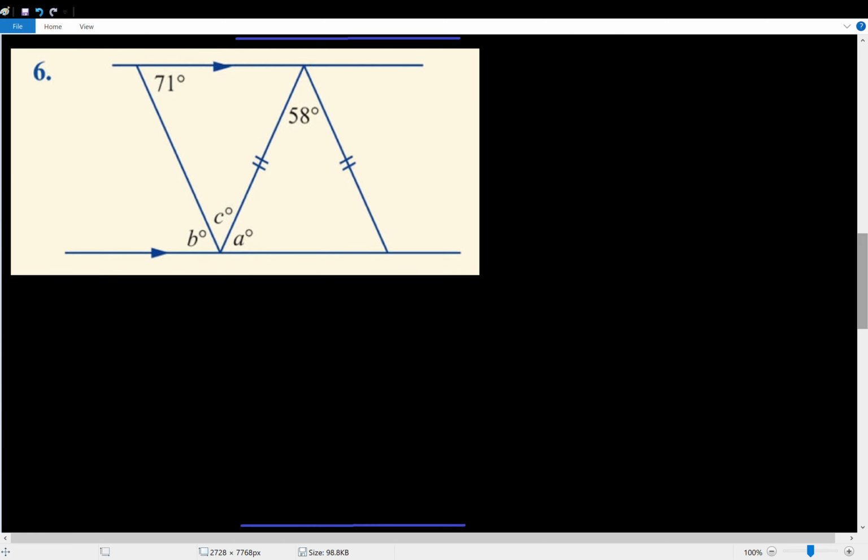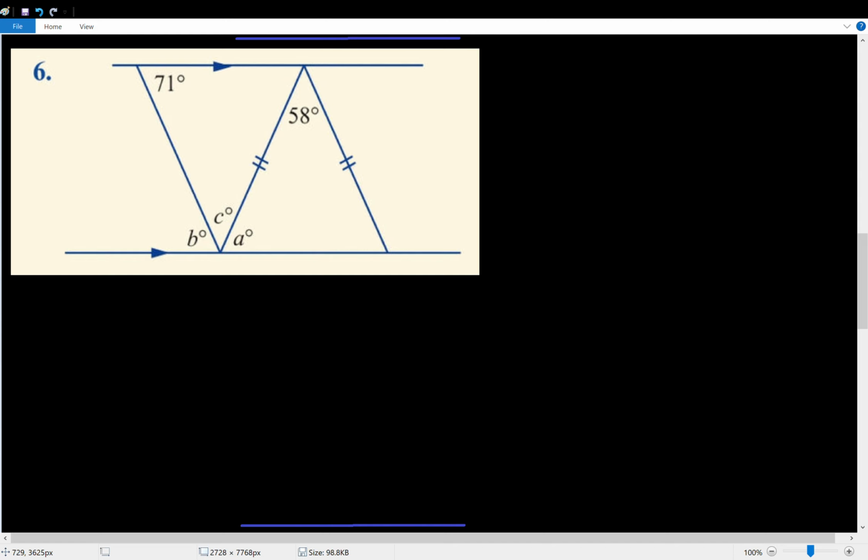Alright, in question 6 we're given two parallel lines. That's what the arrows there indicate. We're given two triangles, one of which is isosceles. In other words, it has two sides of equal length. That's the lines that are not marked with two dashes there, you have equal length. We've got a 71 degrees, a 58 degrees, and then angles A, B, and C down the bottom. And we just got to fill in what we can fill in.